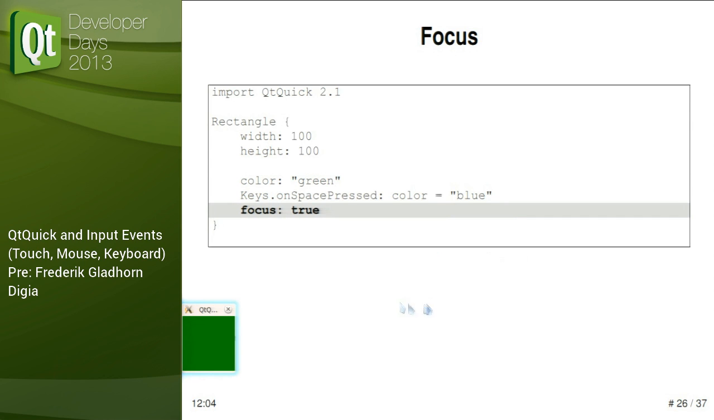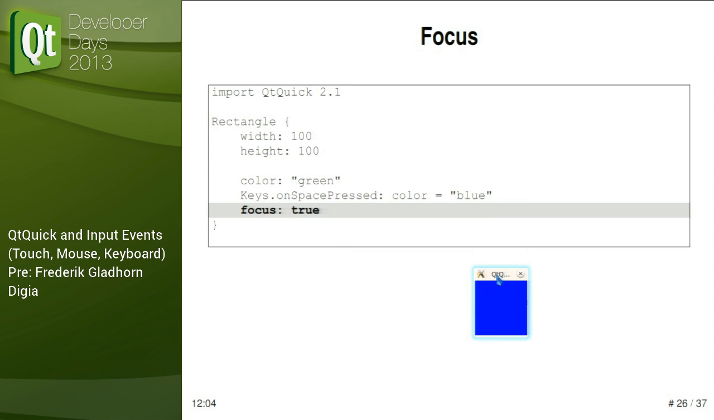So let's start the example again, this time with focus set to true. And lo and behold, it turns blue, the rectangle, when I press space. So what you really want to keep in mind is there needs to be a focus when handling keyboard in any case, because we don't know where to send the keys otherwise. Now, this looks easy, problem solved.